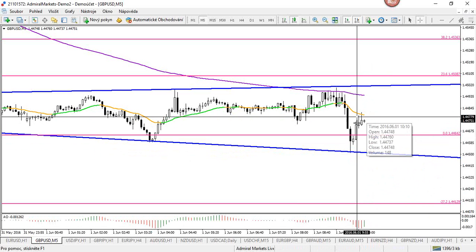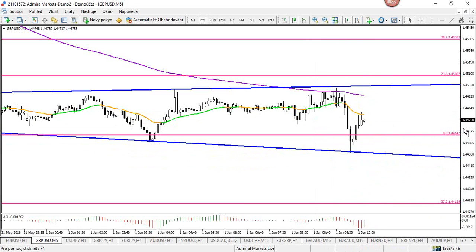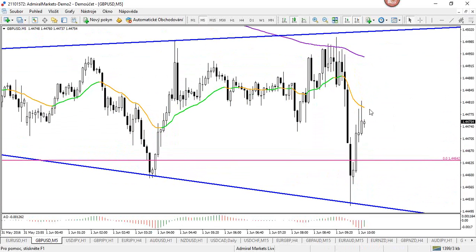Is it worth trading right here? I'm not a big fan of trading it in the middle of the wedge, personally, especially not on the pound dollar as the London Open proceeds.